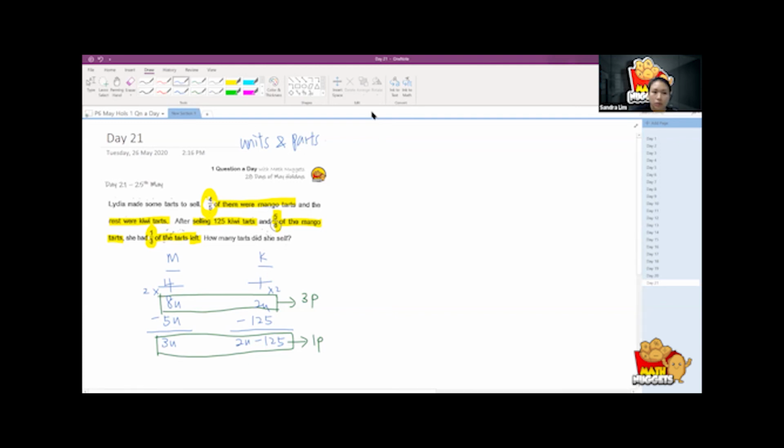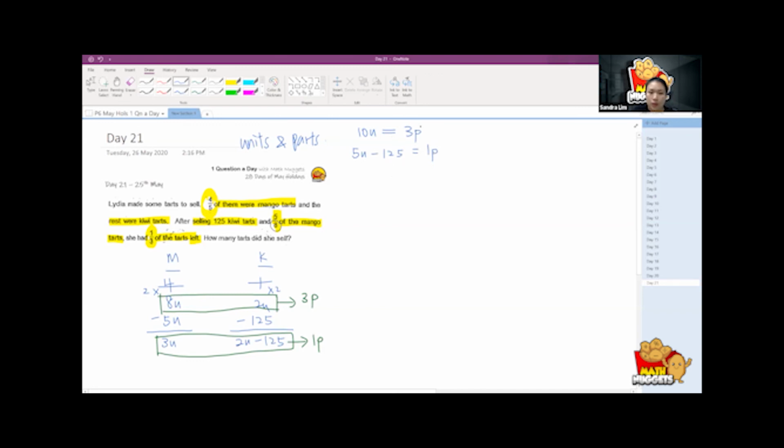Okay, so now I'm going to write down my equations. Okay, 8u plus 2u, I get 10u at the beginning. So everything is 10u at the beginning. 10 units is equals to 3 parts. The other equation will be 3u plus 2u, which is 5u. Then I minus 125. So 5 units minus 125, I get 1 part.